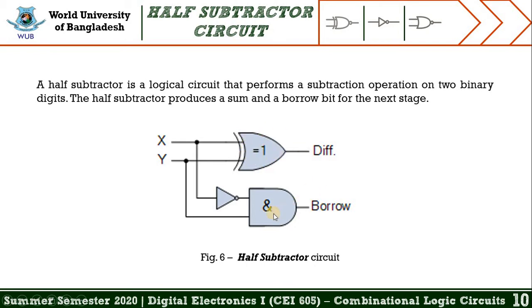One is XOR, another one is AND, and another one is NOT. If you remember the circuit of the half adder, then you may find the difference between the half adder circuit and the half subtractor. In the half adder circuit, there is no NOT gate in the input section, but in the Half Subtractor there is one NOT gate. I hope you understand the difference between the two things, one is the half adder and another one is the Half Subtractor. So let's move into the next slide.